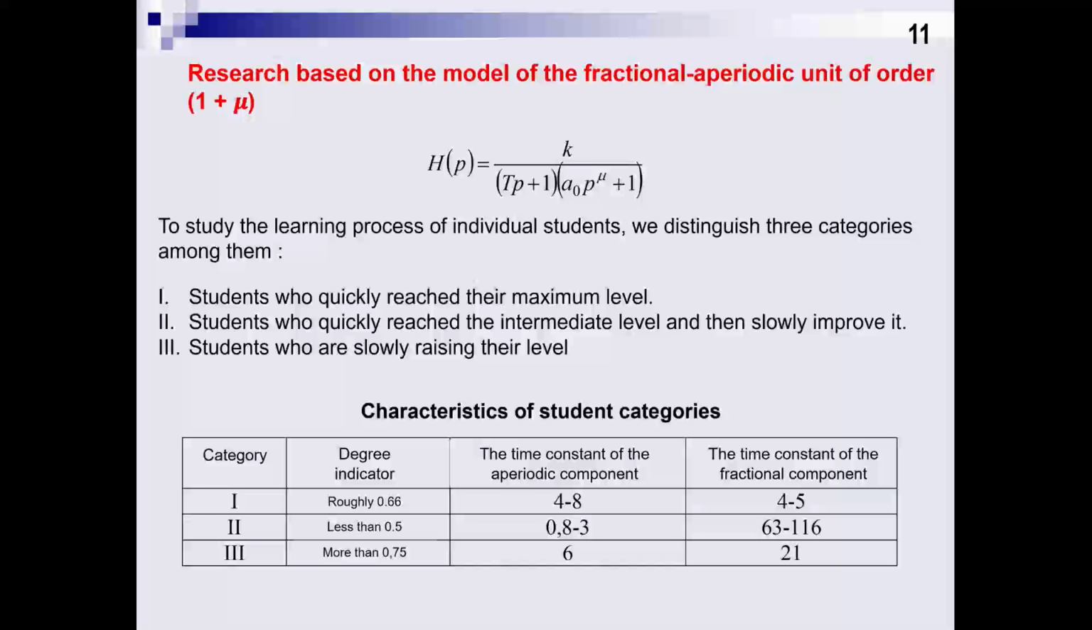Slide 11. We identified 3 groups of students based on the study of the learning process. First, students quickly reached the maximum level of assimilation of information content. Second, students quickly reached the average level and then slowly improved it. Third, students slowly assimilate the content of the educational materials.